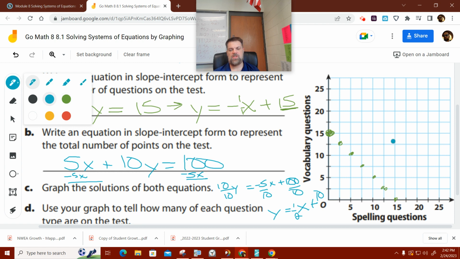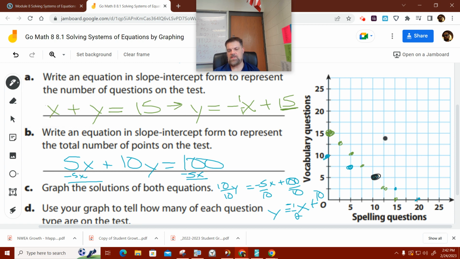The second equation starts at 10, and it's a positive slope. Oh, no, it's a negative slope. So I'm going to go down 1 over 2. Down 1 over 2. There it is. There's the answer. Down 1 over 2. Where do they intersect? Right here. I'm just not going to draw a line because it's problematic. So it looks like they intersect at the point 10, comma, 5.